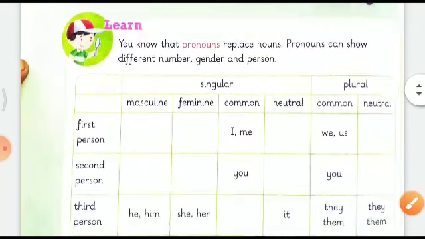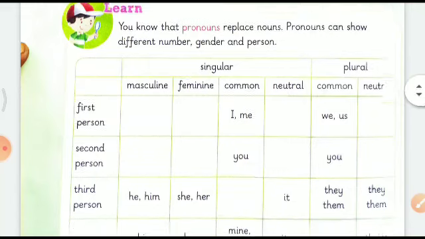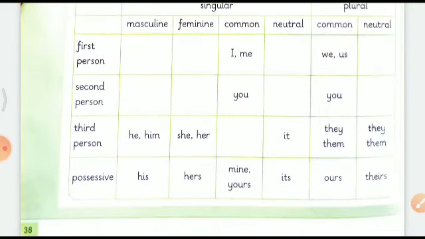Okay, learn. You know that the pronouns replace nouns. Pronouns can show different numbers, gender, and person. Now, the first person: I, me. It is common. We can use it for male and for female, and then plural, we or us. Second person, you. Third person, he, him. See, first person is you yourself. Second person is the one to whom you are referring, to whom you are talking. Third person is anybody else who is involved here: he, him, she, her, it, they, them.